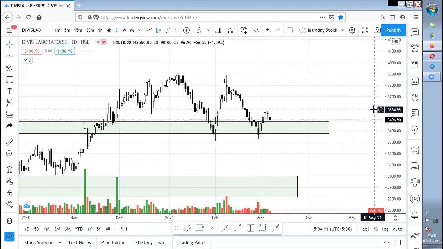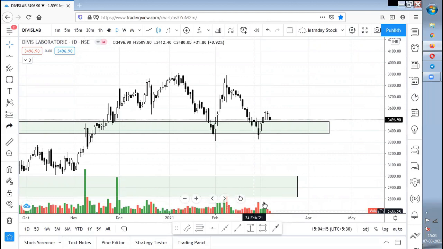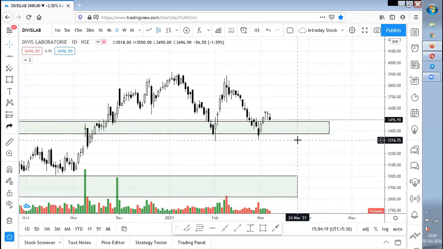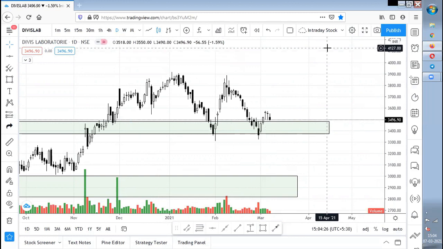But only one thing to worry about is that I'm not seeing a good amount of green volume candles. So that is the point of worry in this case. But if this low is not going to get broken for a longer time, then I think we are good to see Divi's Lab at 4,400 to 4,500.